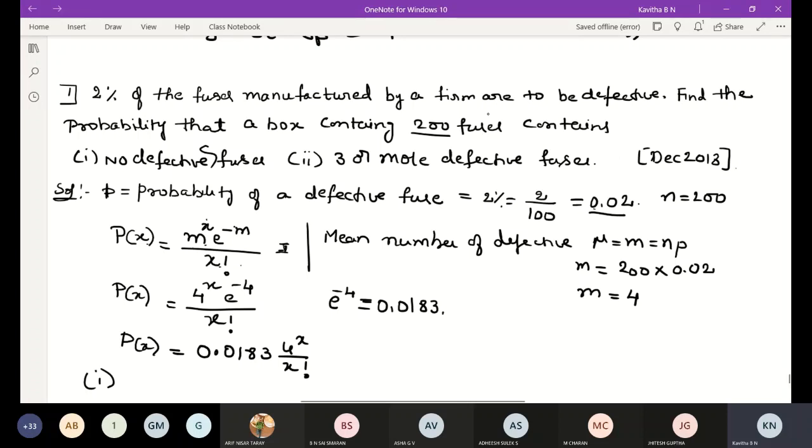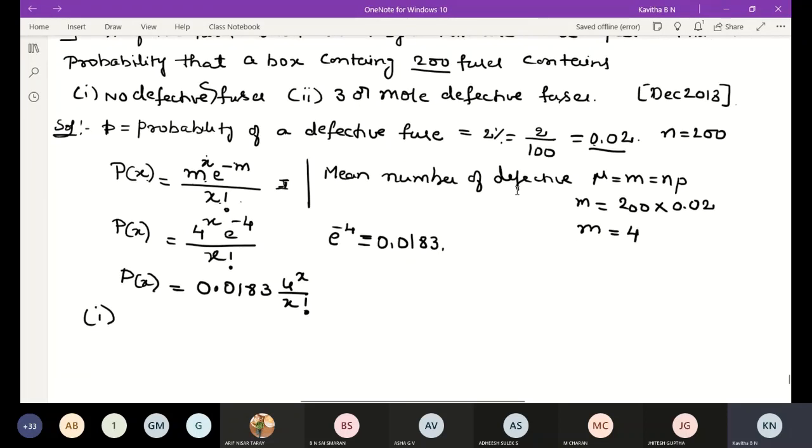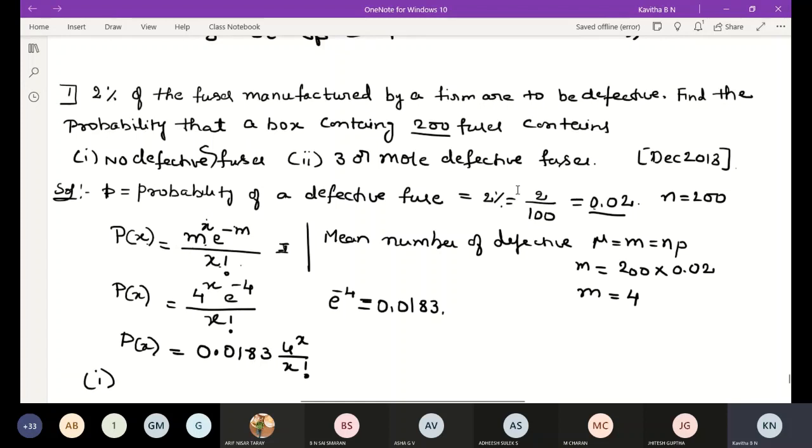Write down fast. Write down the question and answer. If any doubt is there, you ask me. One question is compulsory in Poisson distribution, binomial distribution, and normal distribution. I think compared to binomial, Poisson distribution is very easy. Completed.